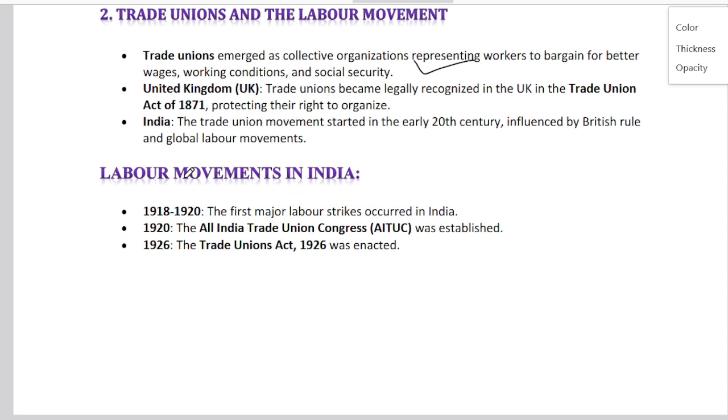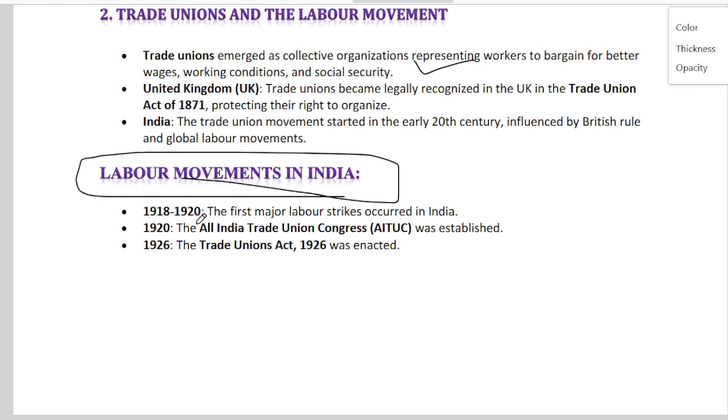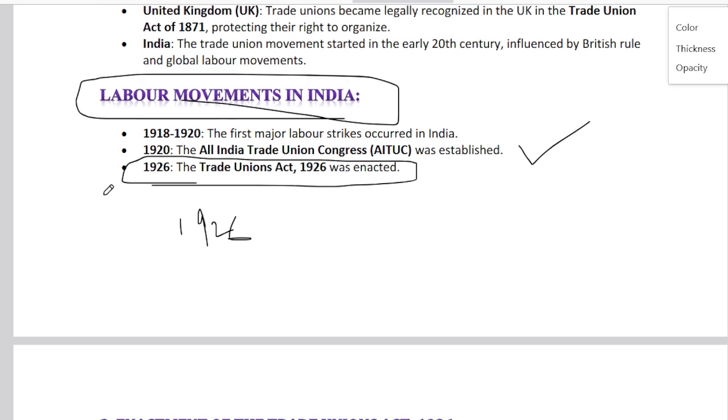So what is the impact of this on India? The labor movement in India started in the years 1918 to the 1920s. The first major labor strikes occurred in India, and then the All India Trade Union Congress, that is AITUC, was established, and the Trade Union Act 1926 was enacted. This chapter is all about the 1926 Act. We will definitely learn this elaborately, so concentrate on this.